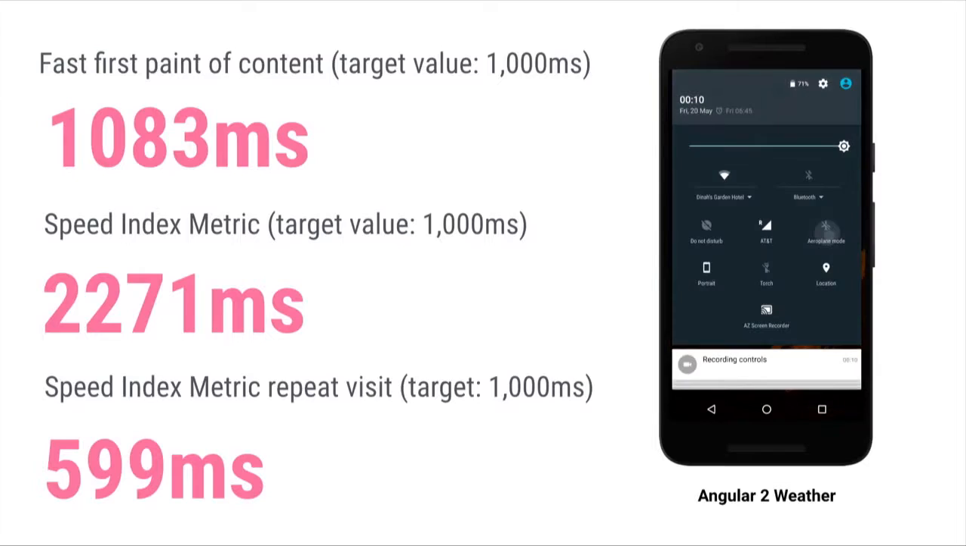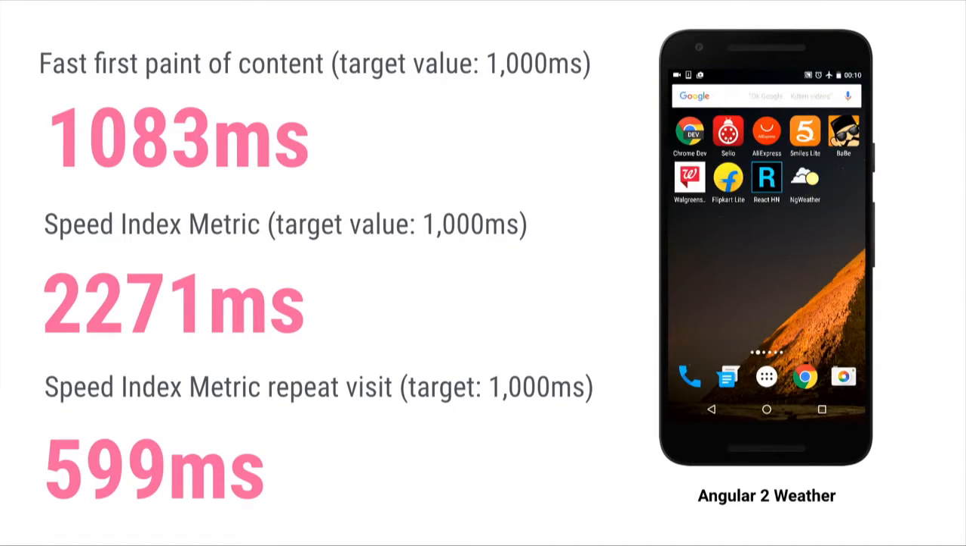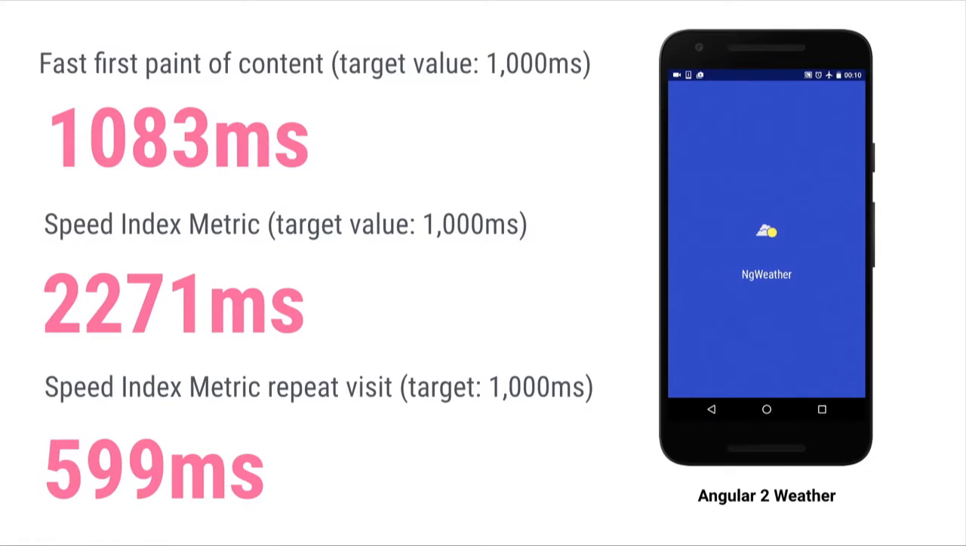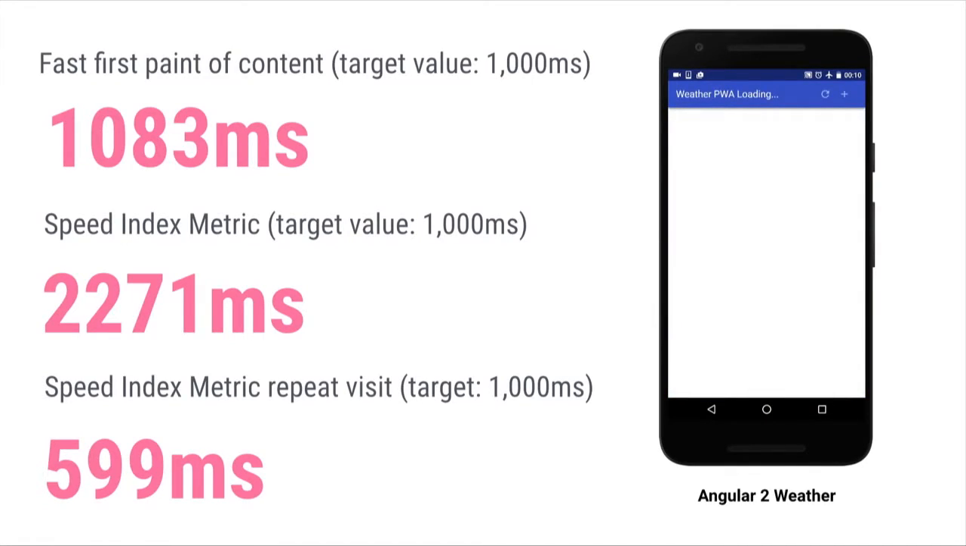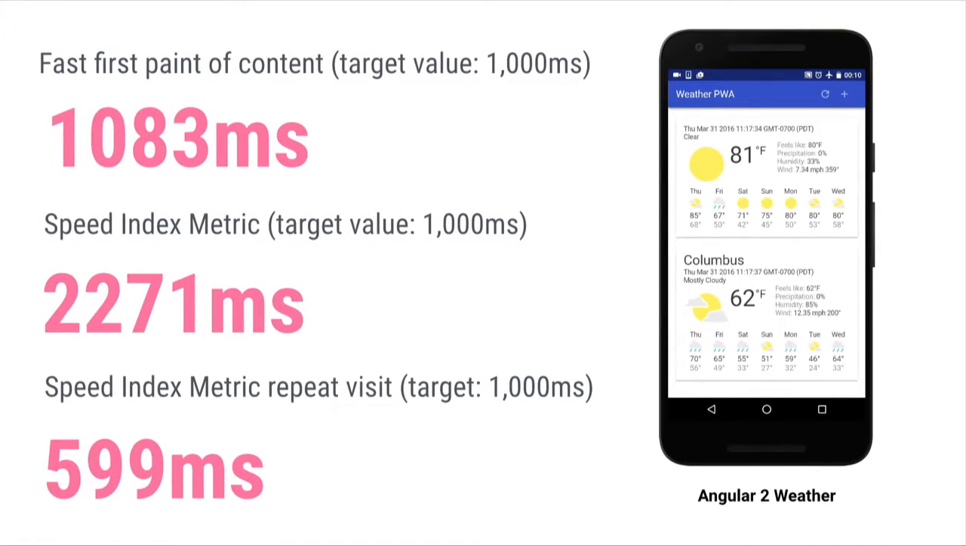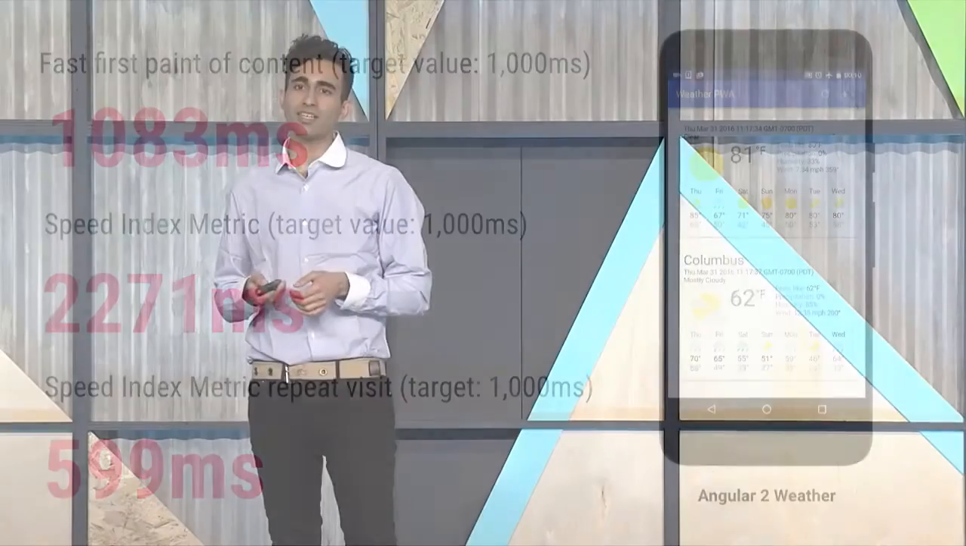So what do the numbers look like? We're going to take a look at an Angular weather app that the team have been working on. This uses the application shell model, it uses Angular CLI, and a lot of the tooling that they've recently been working on. And with Lighthouse, these are the metrics that we currently get. First paint is about 1,083 milliseconds. That could be better. Speed index is 2,271, and the speed index on repeat visit is 599. Now these aren't terrible numbers. These are actually pretty good numbers, but we can do better.